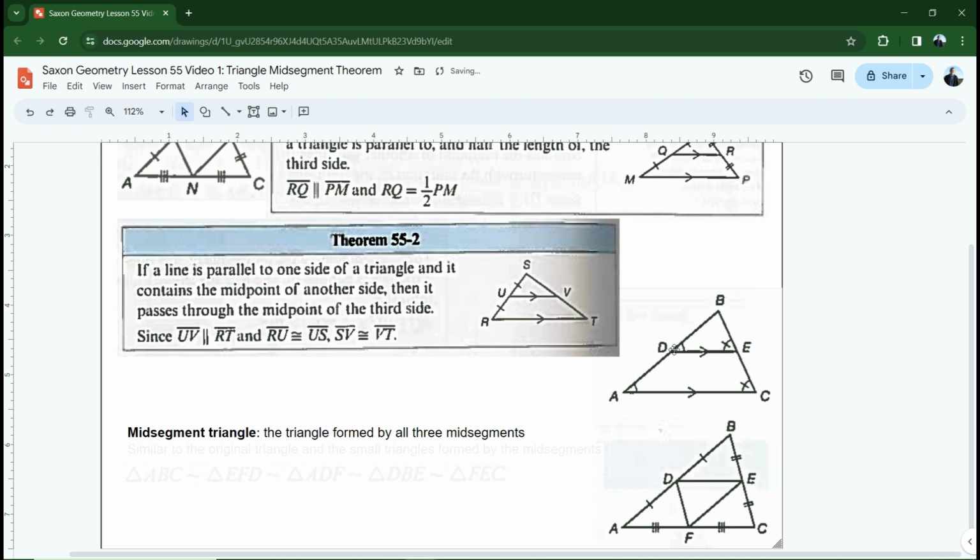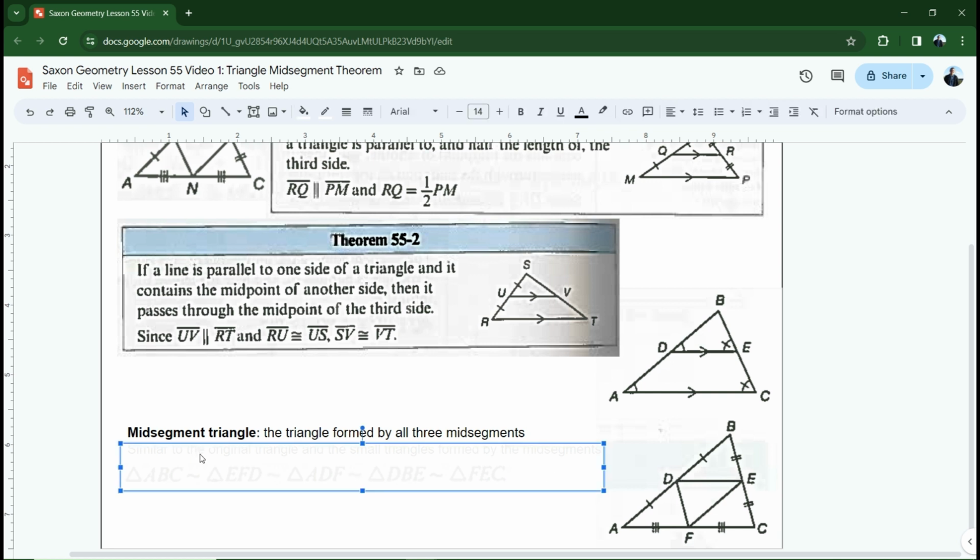So again, here's a midsegment. And then if I draw all of the midsegments, I get a triangle in the middle of my bigger triangle. Now here's the thing, that midsegment triangle is similar to the original triangle. So triangle FDE is similar to triangle BCA. First of all, let me prove that, because that's really easy to prove.